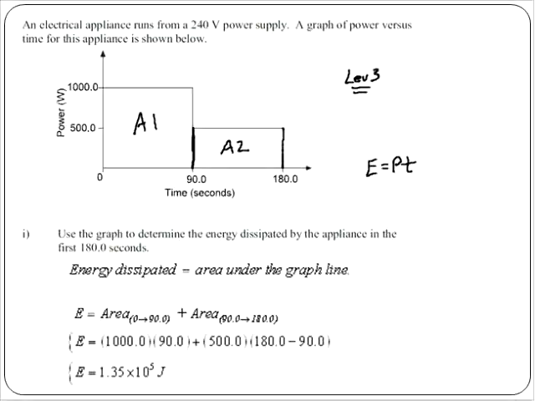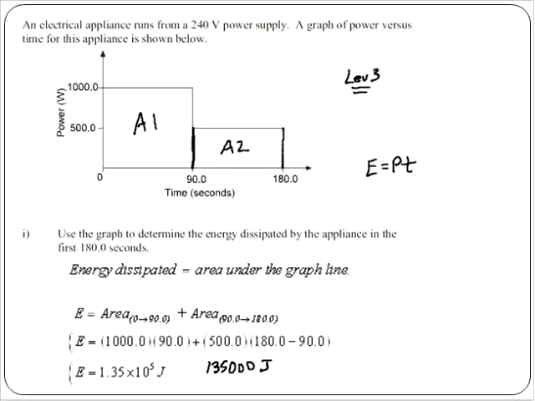We get 1,350 joules, or 13,500 joules, or 1.35 times 10 to the 5. Same thing. Actually, no, it's 135,000. There you go. That's better. 135,000. Finally got the right number of zeros. 135,000. That's the same as that number there.